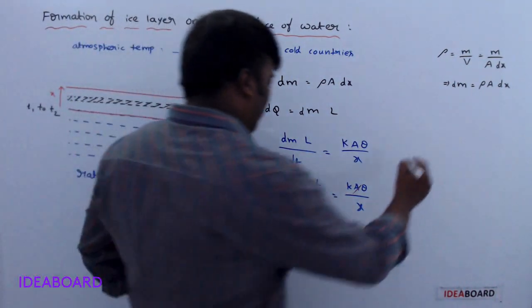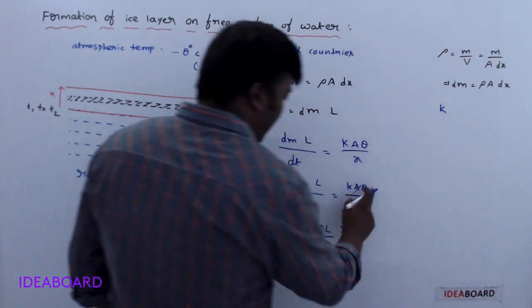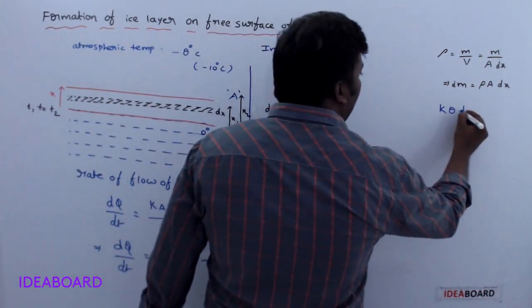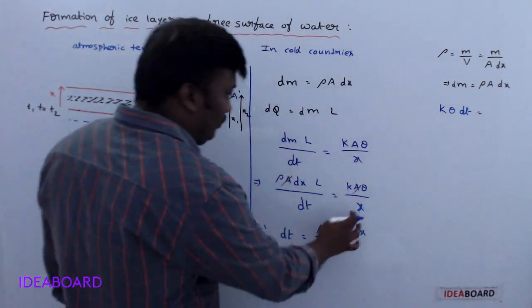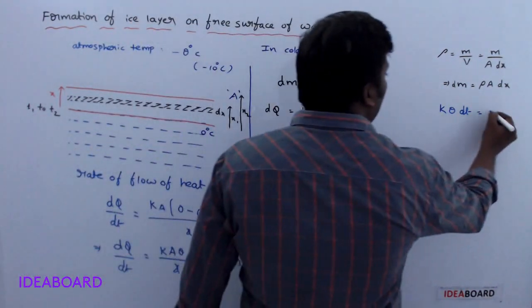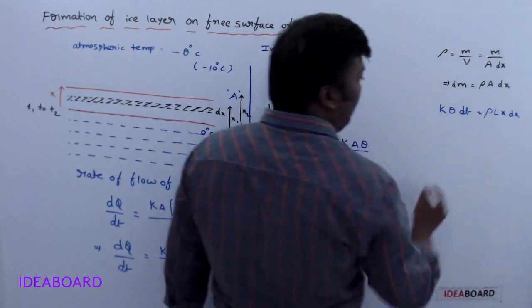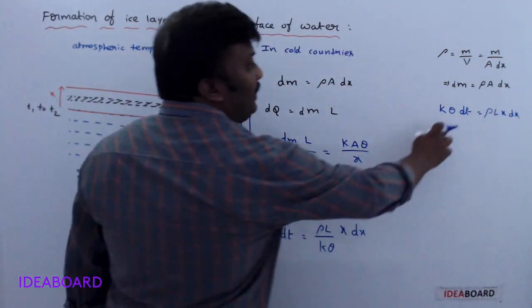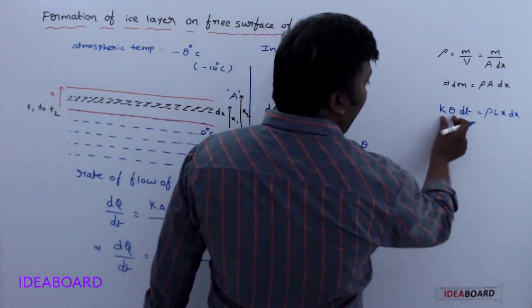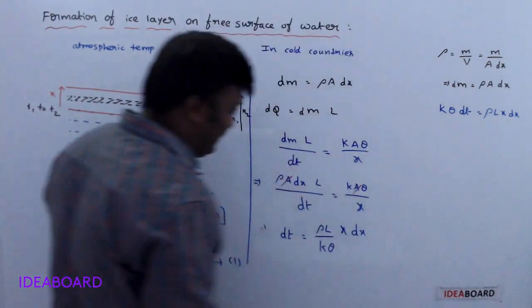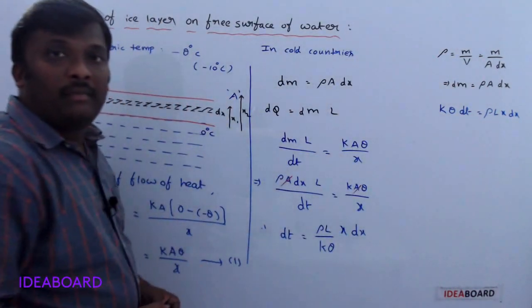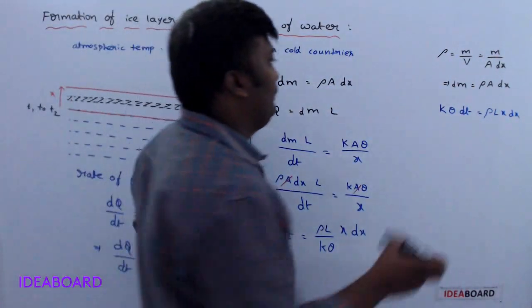Okay, for suppose, see, Kθ dt is equal to, if you take the x this side, ρ L x dx. Now what is the value of dt? dt is equal to ρ L by Kθ into x dx. Now, do you understand?